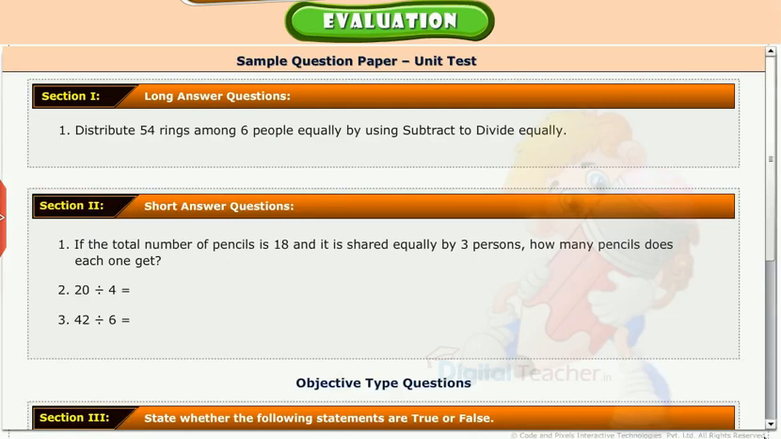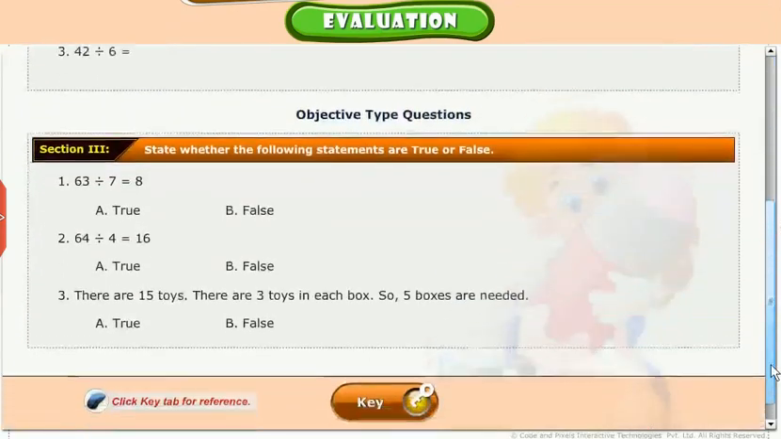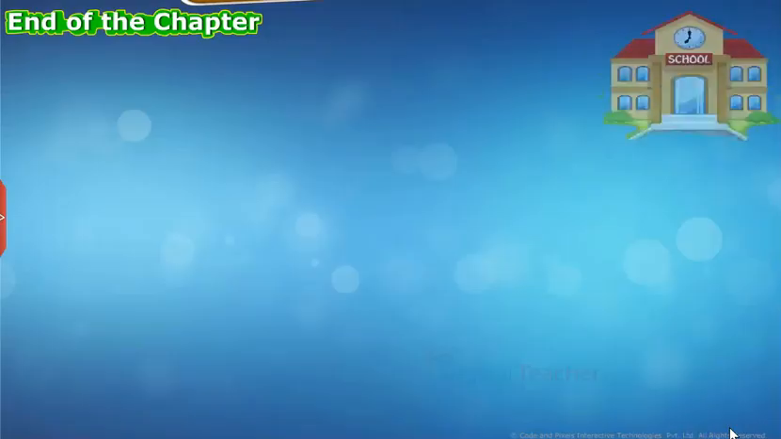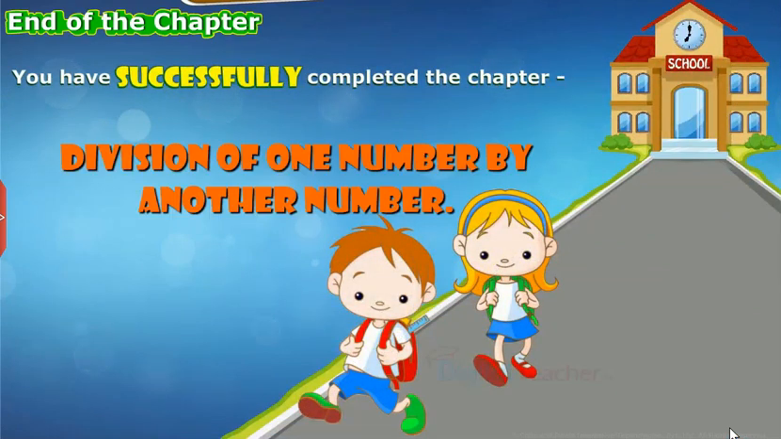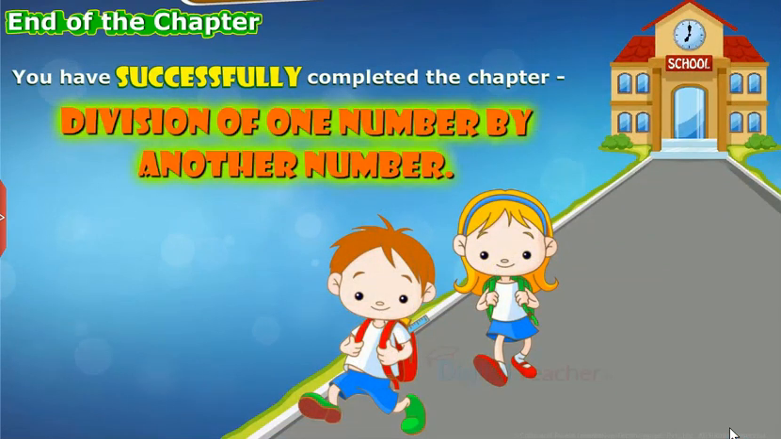Test your understanding of the chapter by taking the mock unit test. You have successfully completed the chapter Division of one number by another number.